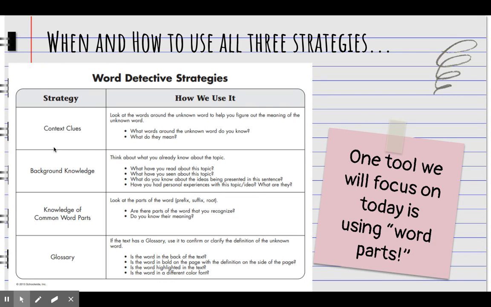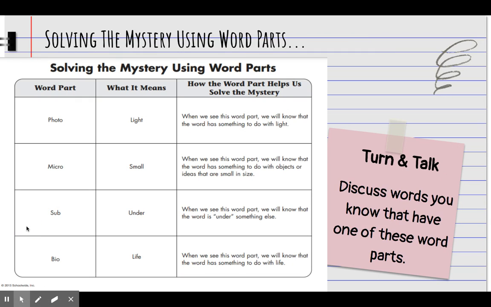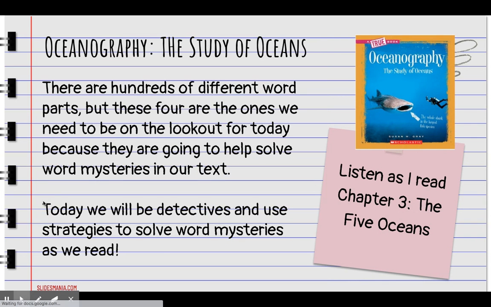I know we've talked so much about context clues. We're going to continue looking at our background knowledge, but looking at those word parts is what we're going to be doing today. There are hundreds of different word parts, but these 4 are the ones we need to be on the lookout for today, because they are going to help us solve word mysteries in our text, Oceanography, the Study of the Oceans. Now today, we will be detectives, and we will use the strategies to solve word mysteries as we read the text.